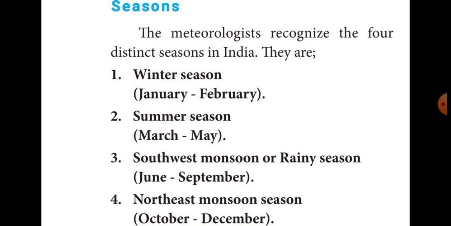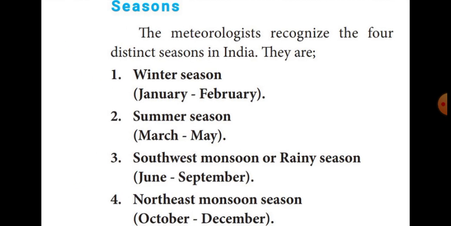Students, in today's class we discussed India's seasons. How is a season formed? As the Earth moves around the sun, it spins in a slightly tilted position. This tilt causes our seasons. Then we learned about India's different distinct seasons.